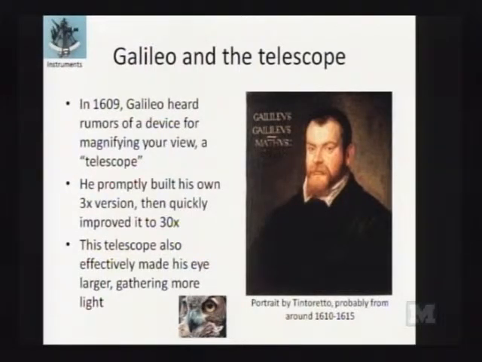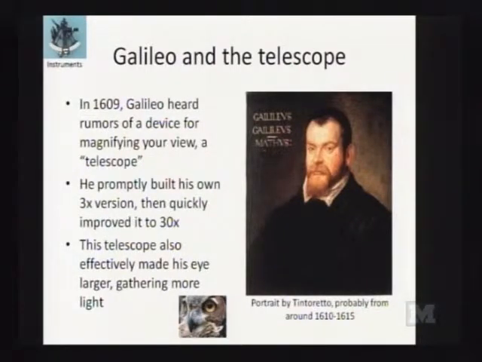Galileo is famous in this story because he was the first person to seriously augment his senses in his study of the universe, of looking at the sky. In 1609, Galileo heard rumors of a device that would magnify your view of a distant object, something called a telescope. He promptly, just from the descriptions that he'd heard, put together a device that would magnify things by about 3 times. And then, being a very clever person, he sat down and thought about it and made one that would magnify things 30 times, a much better kind of device.